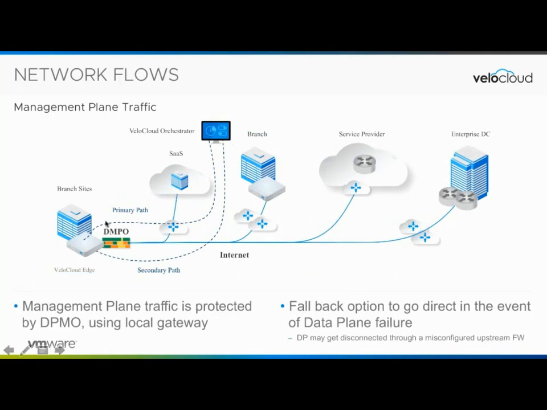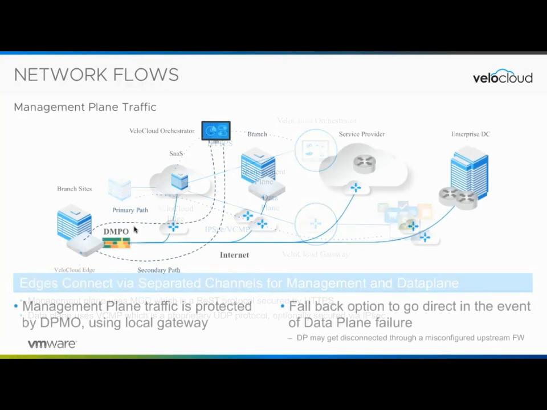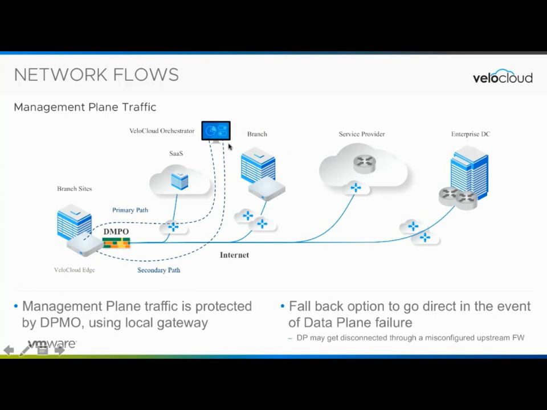So you can see here my primary path is through the gateway for the management plane traffic, but in case the gateway goes down, my secondary path is direct HTTPS to the orchestrator.